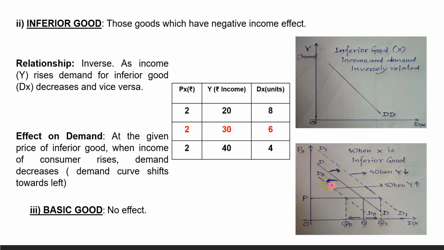So you have got that in case of inferior good, with the increase in income, the demand for inferior good decreases, and with the fall in income, the demand for inferior good rises. The third type of good is basic good or necessities. In case of basic good, there is no effect with the change in income of the consumer.